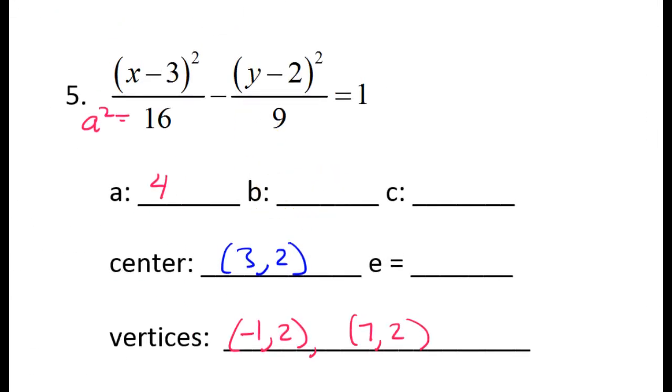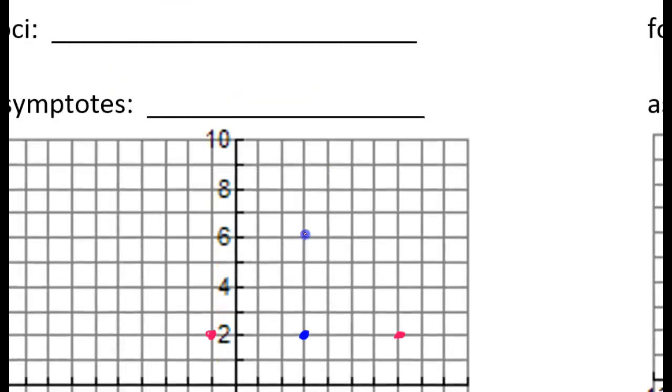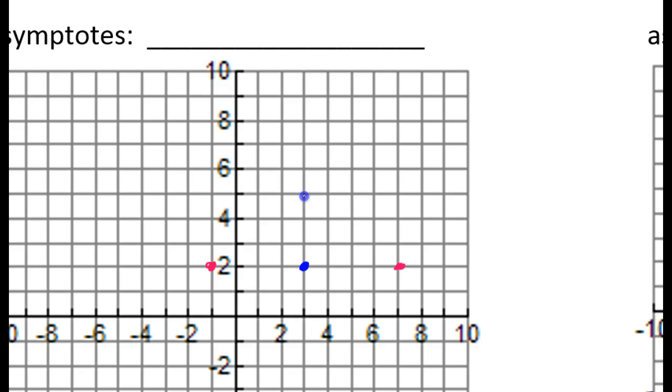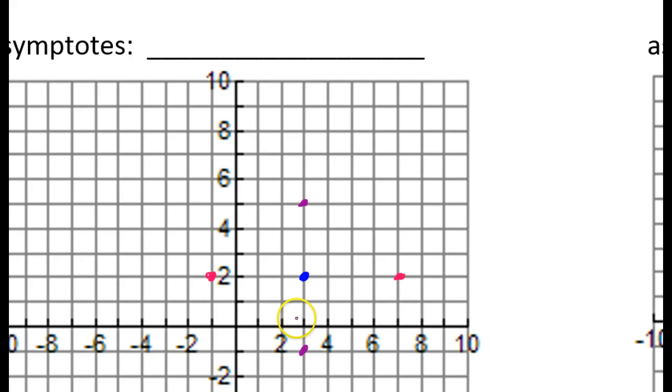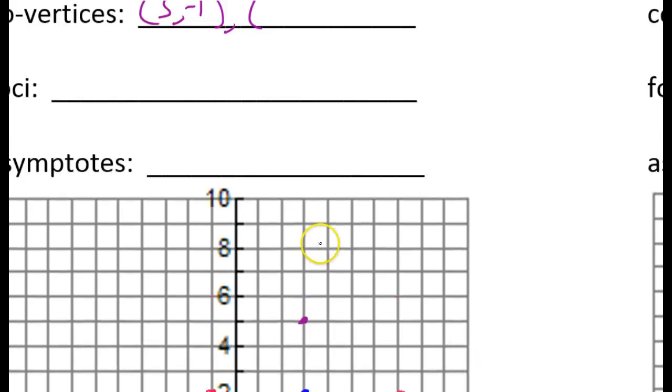Okay, let's find the b value so we can get the co-vertices. The second denominator is always going to be b squared. So b is going to be 3. Notice that the 9 is the denominator of the y term. So I will do plus and minus 3 in the y direction. So starting at the center, if I go up 3 and down 3, these are my co-vertices. So 3, -1. And 3, 5.